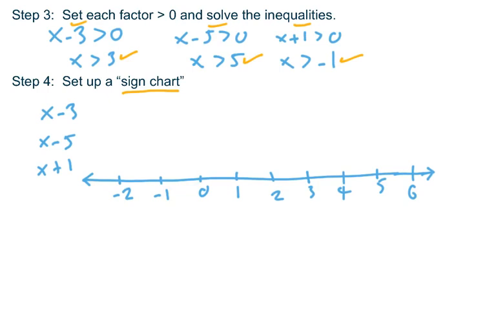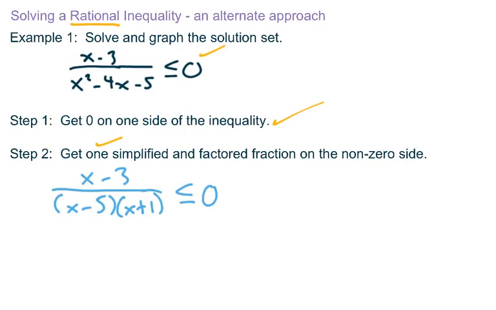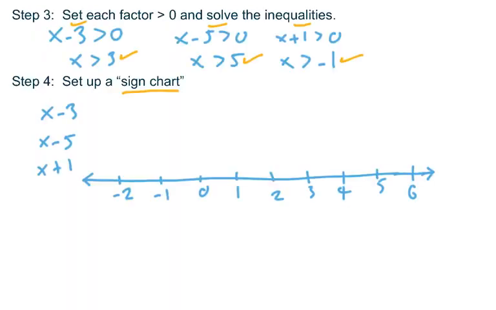Now, below the number line, create the factored form of the inequality that you got in step 2. That would be this one right here. Let's take a look at that. So it would be (x minus 3) divided by (x minus 5) times (x plus 1). Now let's look at each one of the factors individually.